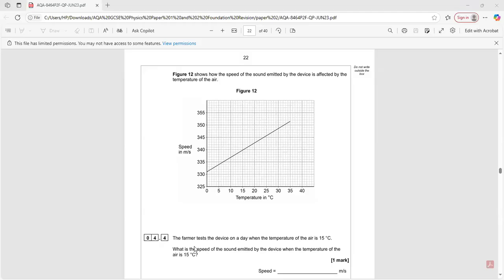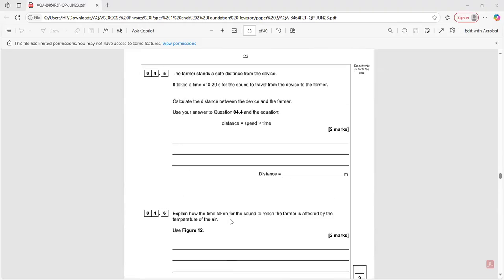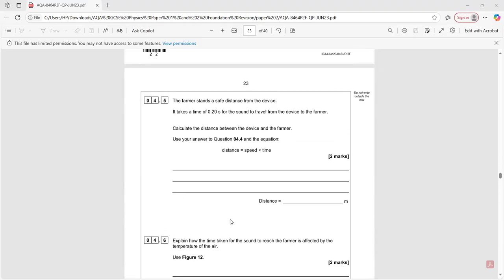The question says the farmer tests the device on a day when the temperature of the air is 15 degrees Celsius. What is the speed of the sound? Just go and read off 15 degrees. So if you go to the graph and read it off, can you read it off from your end? Uh, 340. 340, correct, meters per second. Okay, on to the next.